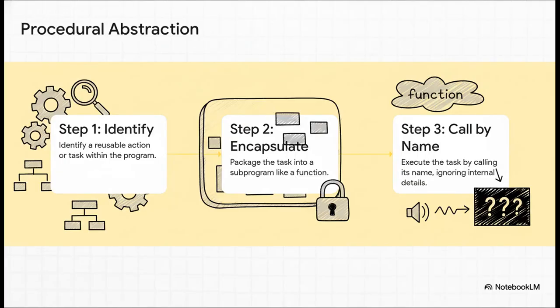And the most common form of this is something you already do all the time: functions. We call this procedural abstraction. The idea is simple, right? You find a task you need to do over and over, you wrap up all the logic inside a function, and you give it a name. From that point on, you just call the name. You don't have to care about the complicated steps happening inside. It's like pressing a button on a coffee machine. You just want coffee, you don't need to know how it grinds the beans.